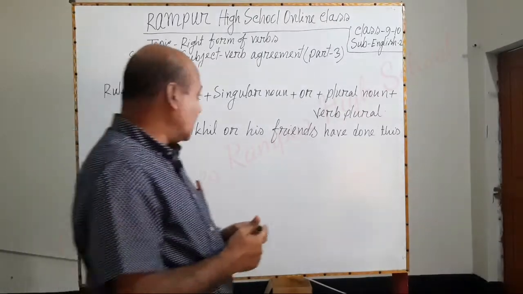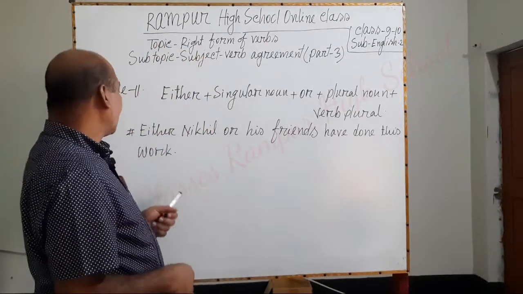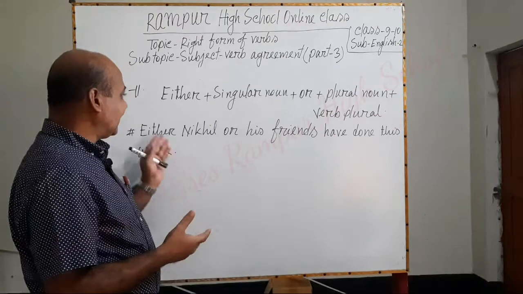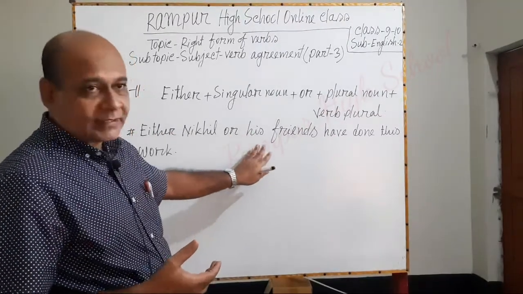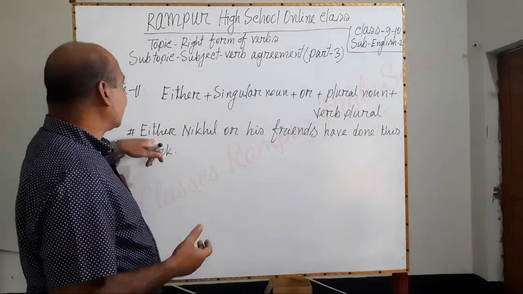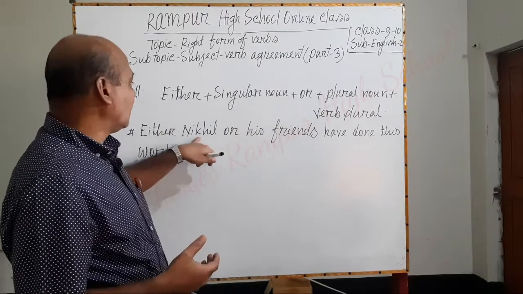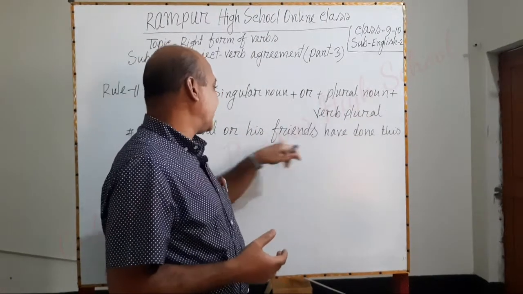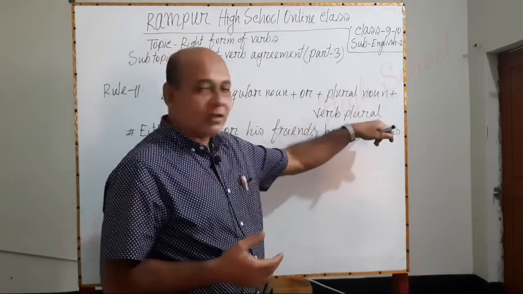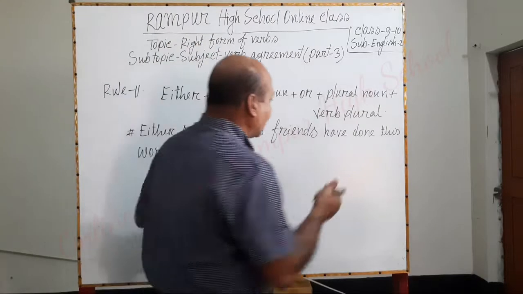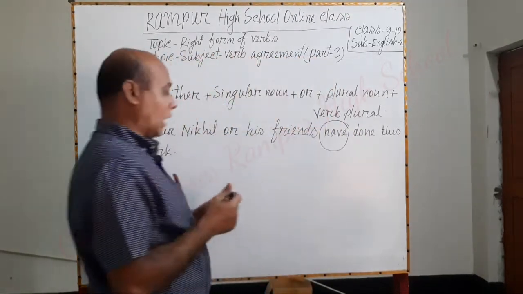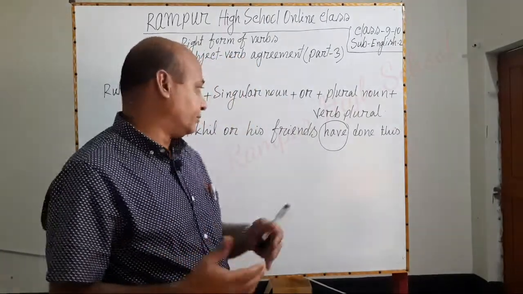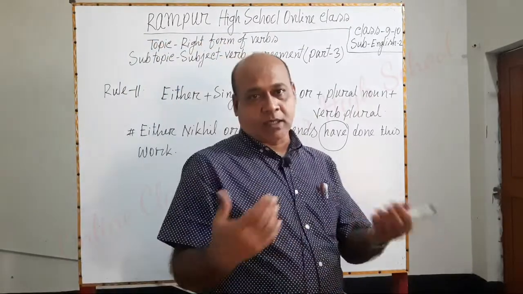Dear learners, look at the example and try to gauge what is happening here. Either, then singular noun Nikhil, then or, then plural noun, his friends. The verb will be plural. Here have, the verb, is plural. After have, the principal verb will be third form, that means past participle form. I think you know this term.